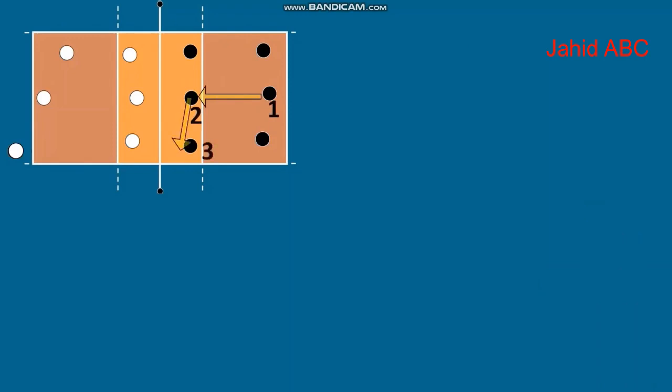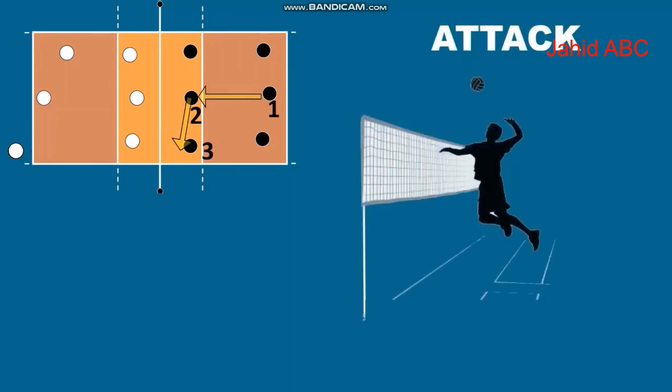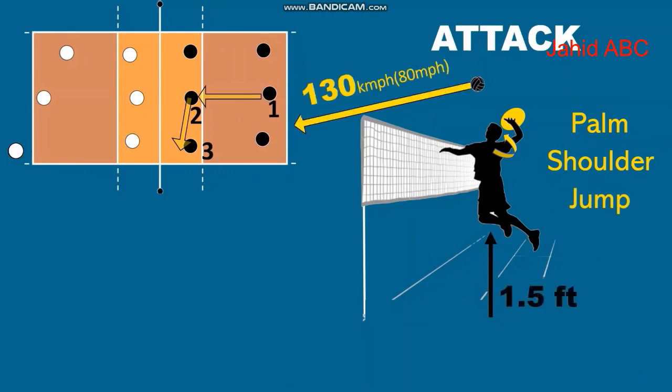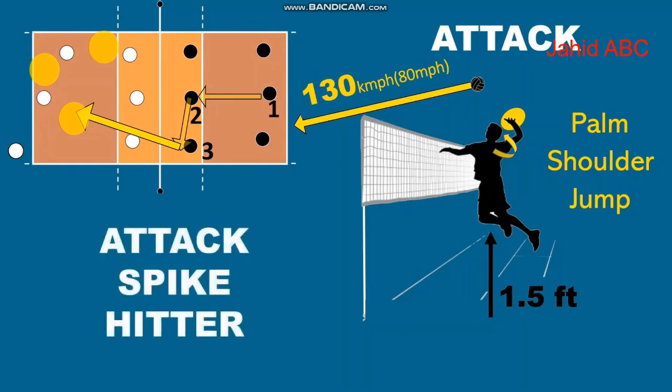And the third shot is known as an attack. In an attack, the player uses their palm to slam the ball. They use their shoulder to generate the power, and they jump up in the air around 1.5 feet, and smash the ball into the opponent's area at 80 miles per hour. That's really fast. The intention is to hit the shot anywhere the opponent doesn't have a player, so you win the point. As soon as the ball hits the ground, you win the point. This attack shot is also known as a spike, and the player is also known as a hitter.